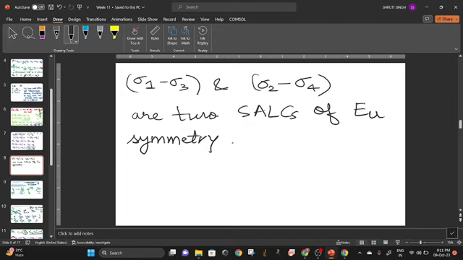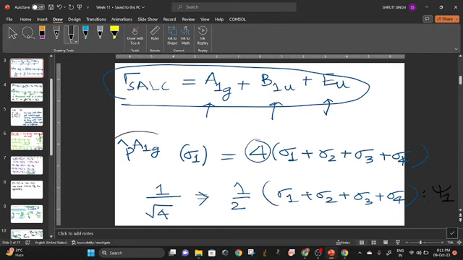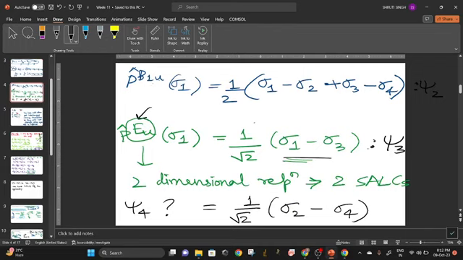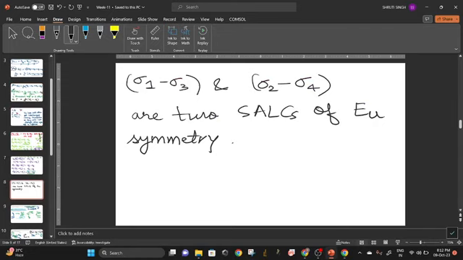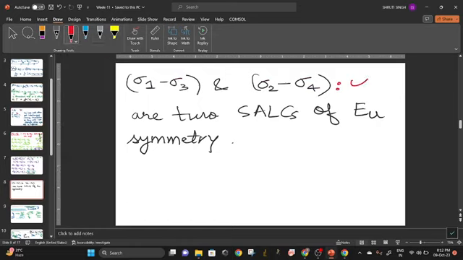So in this molecule, for A1G we got psi 1, all totally symmetric. For B1U we got psi 2, sigma 1 minus sigma 2 plus sigma 3 minus sigma 4. For EU, we got sigma 1 minus sigma 3, which we call psi 3. Now we have got psi 4, and you should normalize it like this.